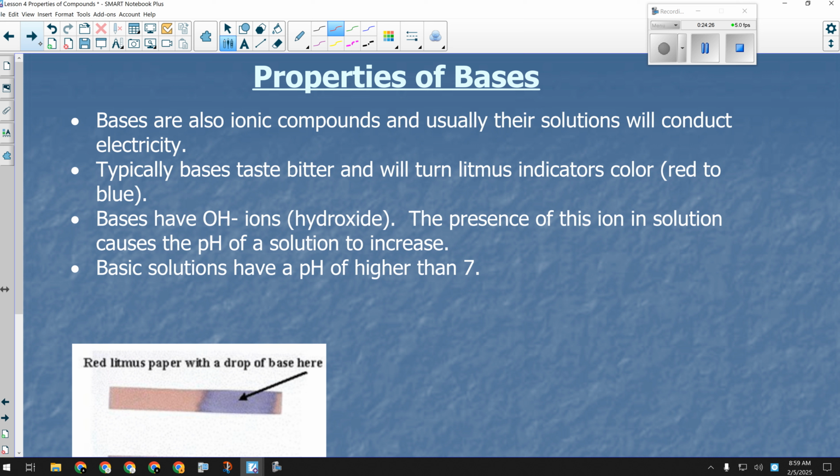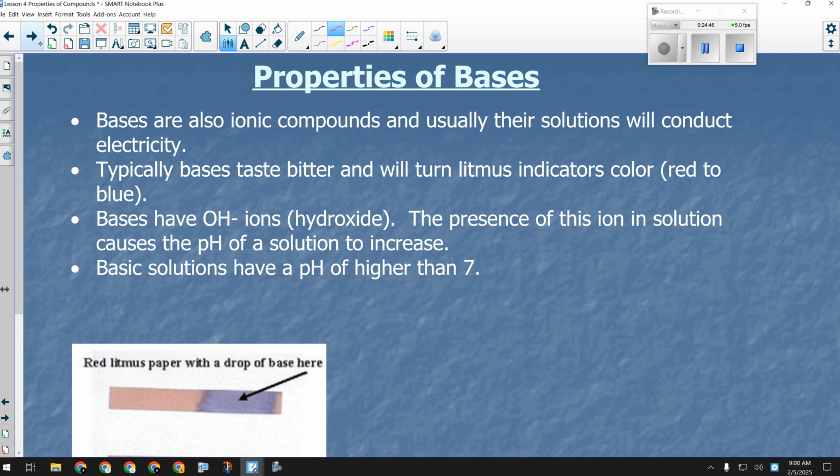All right, bases are the opposite. Bases are also ionic compounds, at least strong bases are, and their solutions will conduct electricity. In fact, you have one strong base and one strong acid as unknowns tomorrow, and they will be your best conductors of electricity. They will be a 10 out of 10 on the conductivity meter.